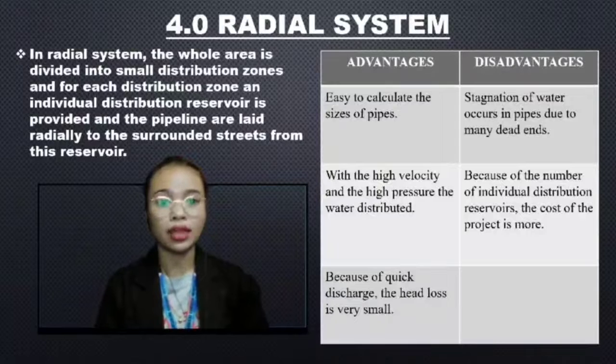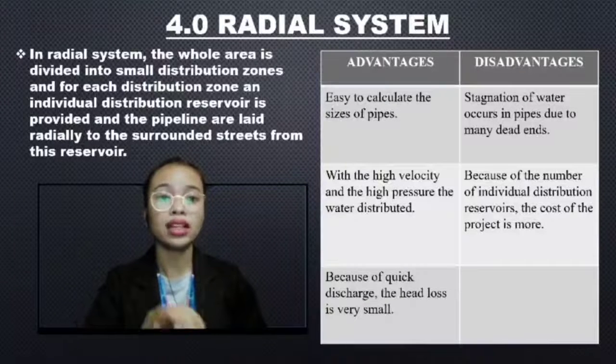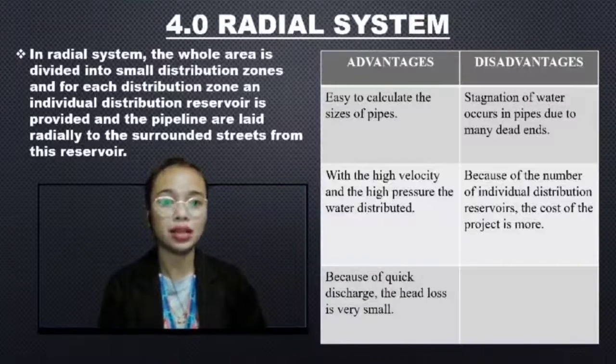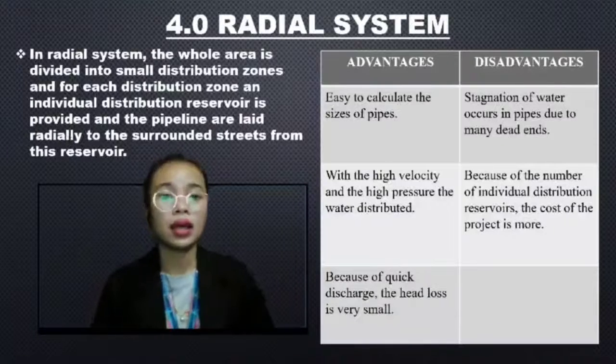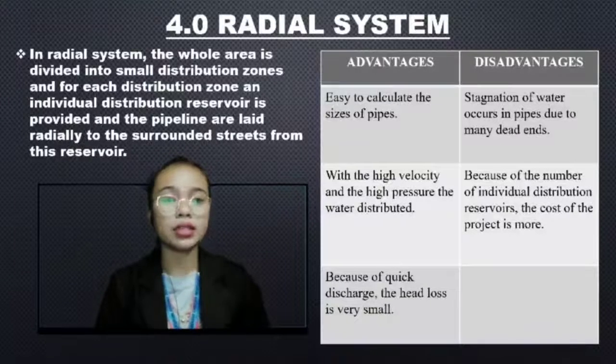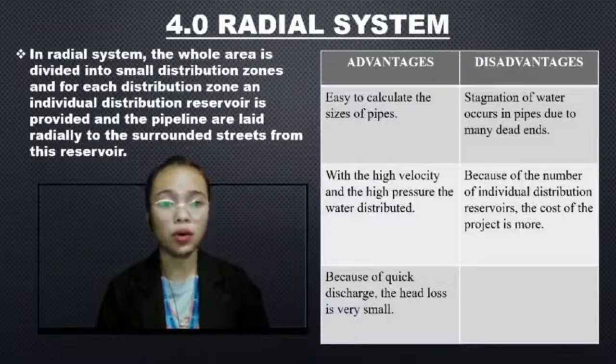That's all from advantages. So we're going to move to the disadvantages for the radial system. The first one is stagnation of water occurs in pipes due to many dead ends. The second disadvantage is that because of the number of individual distribution reservoirs, the cost of the project is more. So that's all for me, and I am Asrariana Sulai.